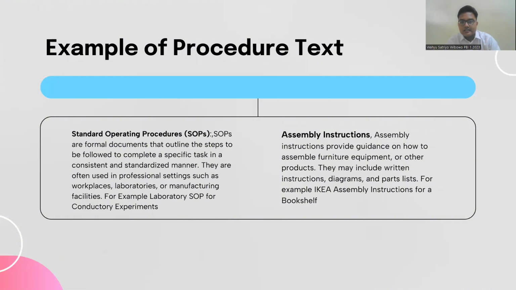And the sixth is assembly instructions. Assembly instructions provide guidance on how to assemble furniture, equipment, or other products. They may include written instructions, diagrams, and parts lists. For example, IKEA assembly instruction for a bookshelf.